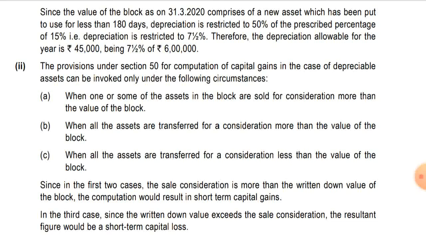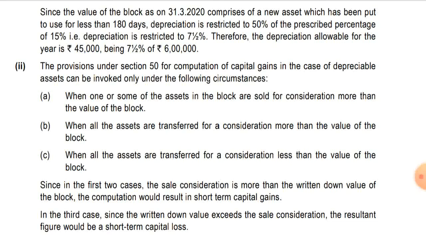So let's see the provision under section 50 for computation of capital gain in the case of depreciable assets. It can be invoked only under the following circumstances: when one or some of the assets in the block are sold for consideration more than the value of the block, then capital gain will arise. When all the assets are transferred for consideration more than the value of the block, then capital gain will arise. When all the assets are transferred for consideration less than the value of the block, then capital loss will arise, and it will be shown in the capital gain.